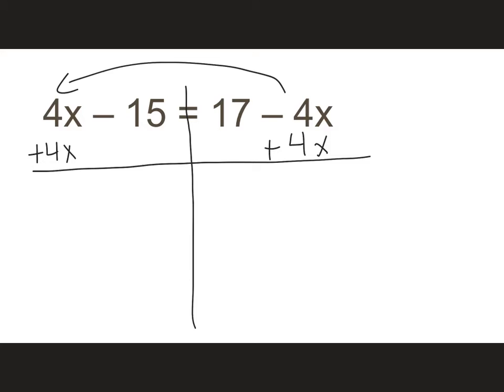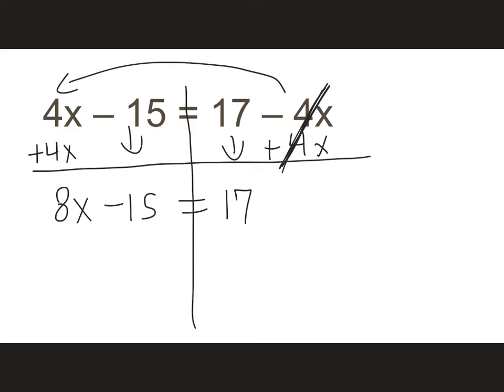So, negative 4x plus 4x will cancel out because it will equal 0. And 4x plus 4x equals 8x. Now, go ahead and let's bring down this minus 15, that equal sign, and that 17 right there. Now we know, guys, we want to get this by itself. So that means we're going to have to move this negative 15 over.